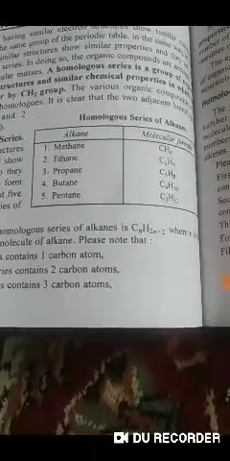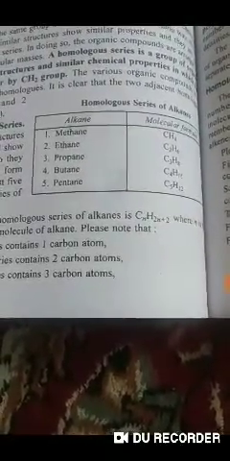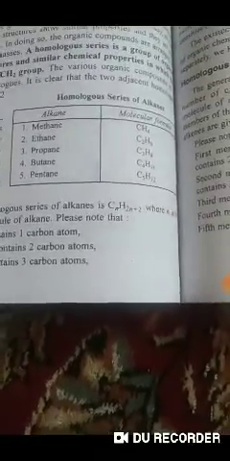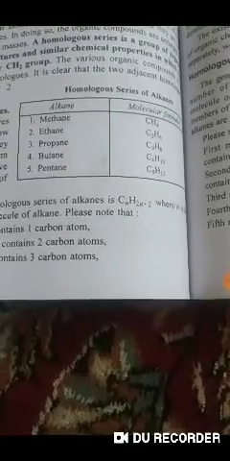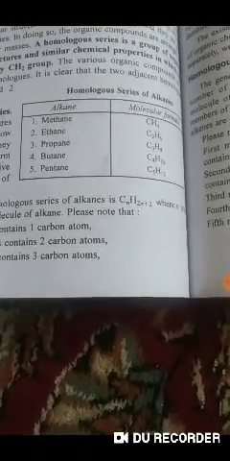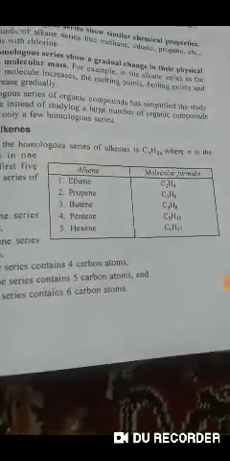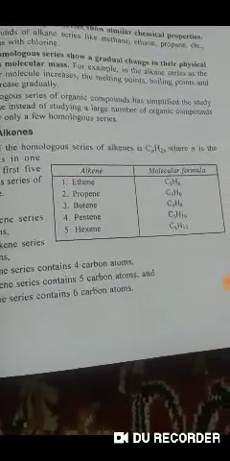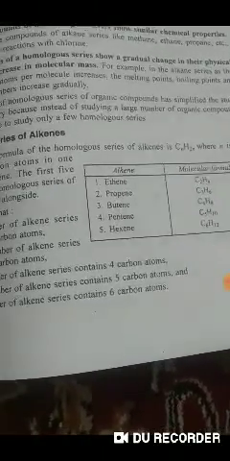A homologous series is a group of organic compounds having similar structures and similar chemical properties, in which the successive compounds differ by a CH2 group. The various organic compounds of a homologous series are called homologs. It is clear that the two adjacent homologs differ by a CH2 group.